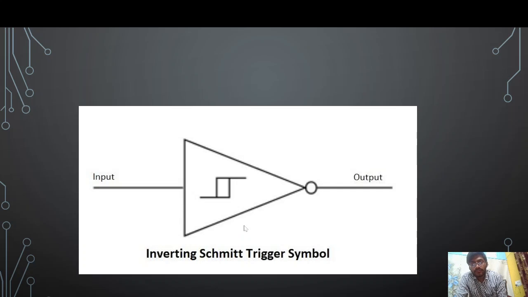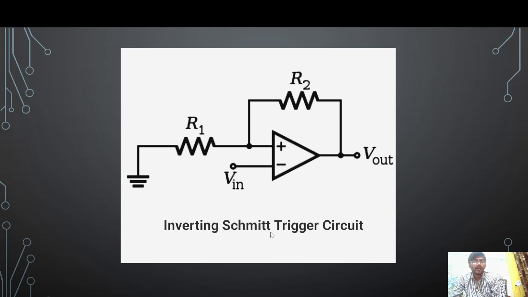If you observe here, inside this triangle is the hysteresis curve of a non-inverting Schmitt trigger with a notch. It can also be represented by the hysteresis curve of an inverting Schmitt trigger. Now let's design an inverting Schmitt trigger using op amps.